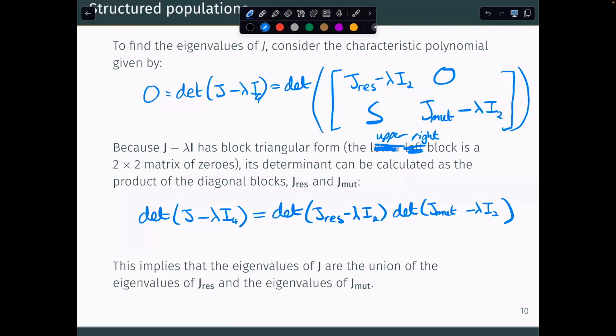This is just linear algebra. Nothing new here, but just a recap of where this comes from. So all this is doing is telling us that the eigenvalues of our matrix J, our big 4x4 Jacobian, are the union of the eigenvalues of these two matrices, our submatrices J res and J mut.